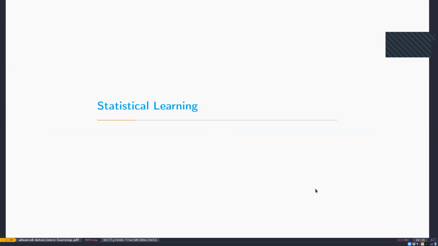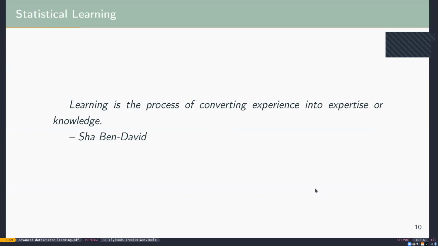I'm going to do this with the notion of trying to break down what machine learning can actually do, because it's definitely not a magic wand that we can just wave around at things. So this here is a quote from Shai Ben-David about what statistical learning or machine learning actually is, and what learning is. Learning is the process of converting experience into expertise or knowledge.